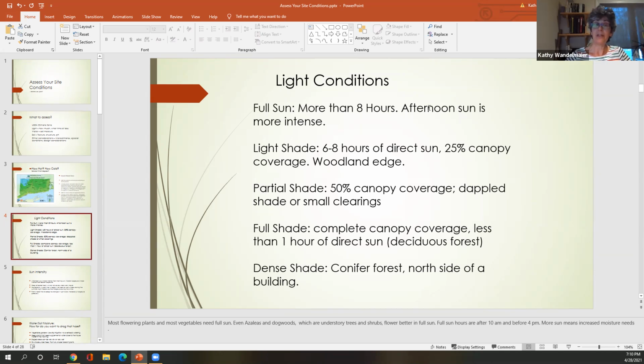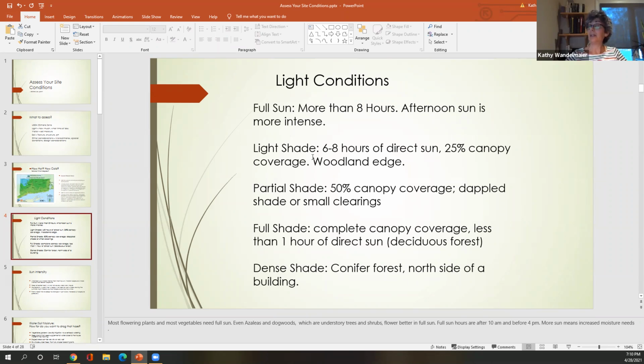The afternoon sun in our part of the world, here in the Northern Hemisphere, is more intense because of the angle at which the sun hits the earth. Light shade, most things that like full sun will tolerate some light shade. It's between 6 to 8 hours of direct sun.